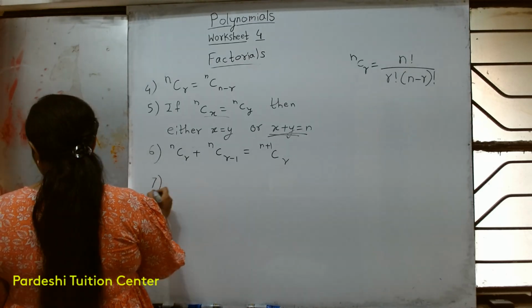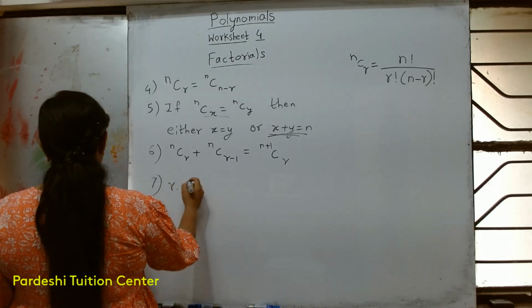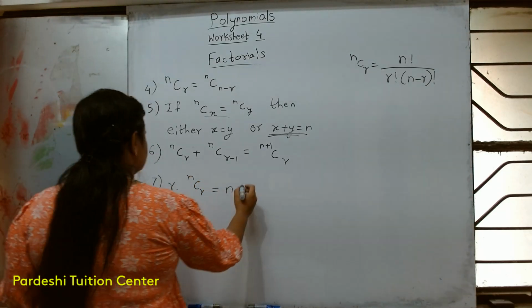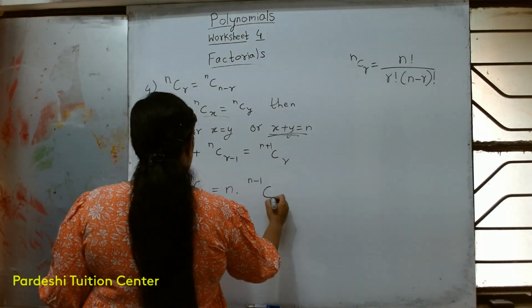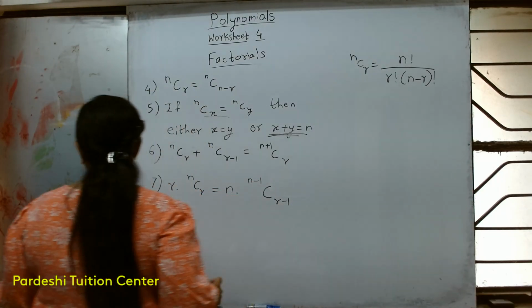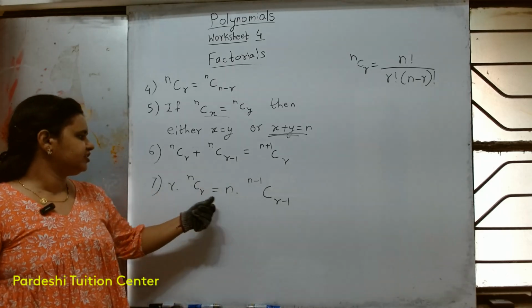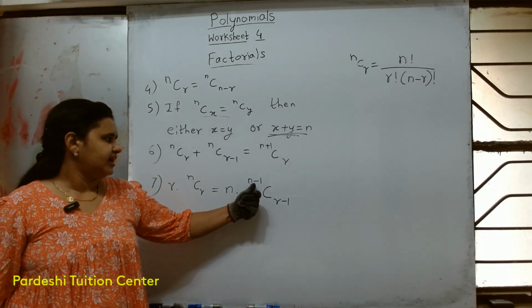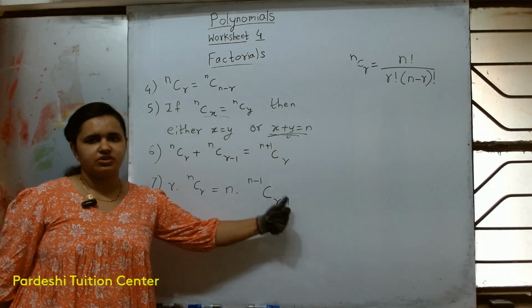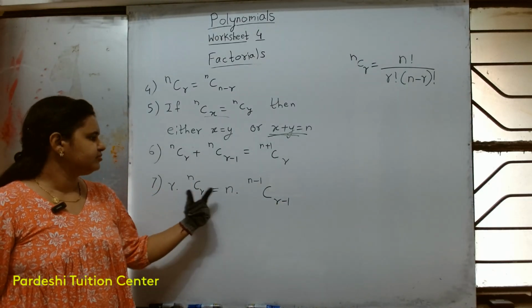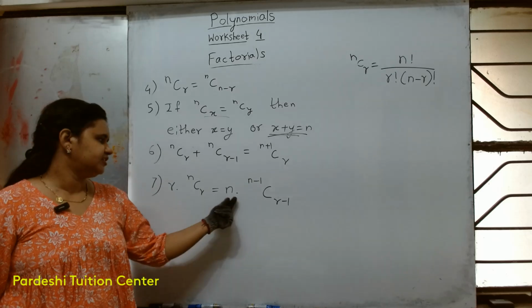Again, the seventh formula is r multiplied by nCr equals n into (n minus 1)C(r minus 1). This is again the formula; you can check whether r into nCr equals n into (n minus 1)C(r minus 1). You have to put the values of n and r on both sides, then it will be equal.